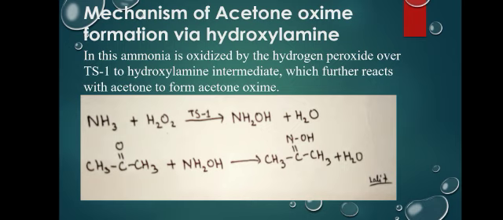Now there is also one last point. Acetone oxime can form even if there is no direct contact between acetone and the TS-1 catalyst, that is the titanium silicate catalyst, in the first mechanism that we saw earlier, through imine. And this is because it is experimentally proved.